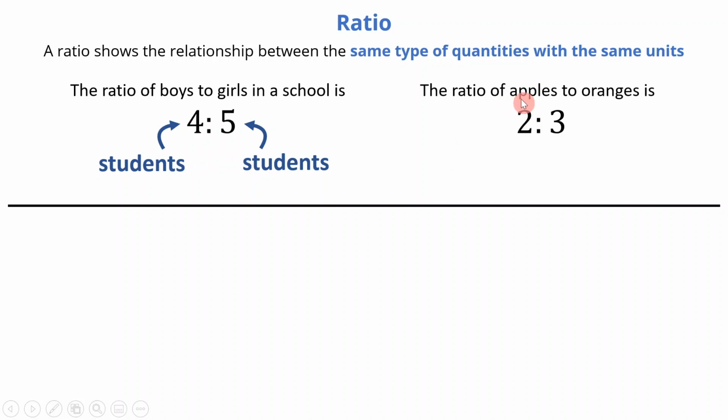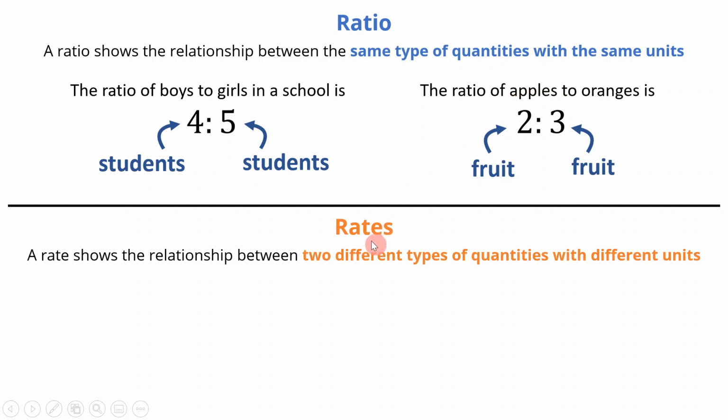So too, the ratio of apples to oranges is 2 to 3. They're the same type of quantities. They're both fruit. So that's really important. A ratio is a relationship between the same type of quantities with the same units. In comparison is rates. A rate shows the relationship between two different types of quantities with different units.